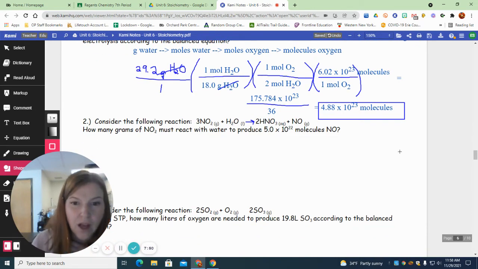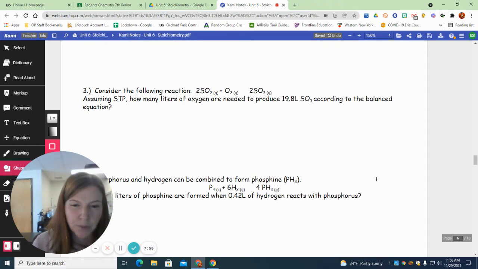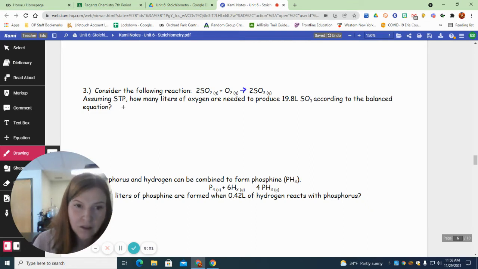Take it through a couple more. Let's skip down to number 3. Consider the following reaction, assuming STP. All they're saying with that is that you know 1 mole is equal to 22.4 liters. We can make that assumption though.